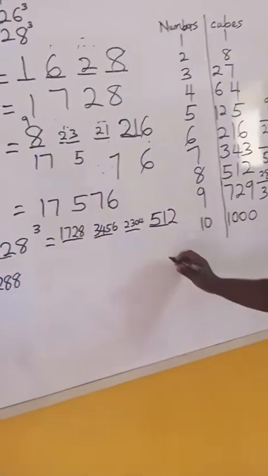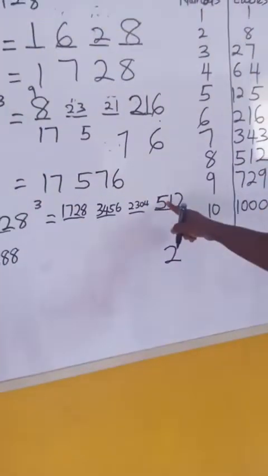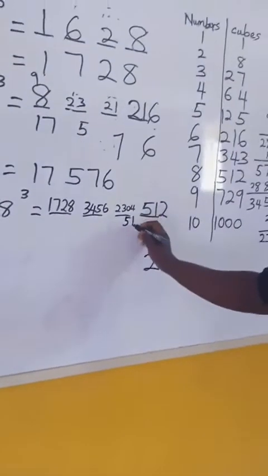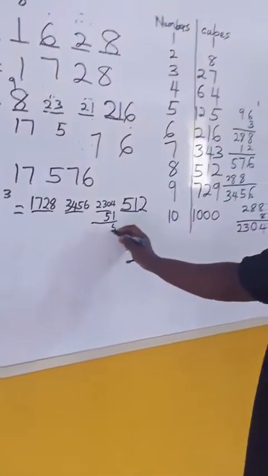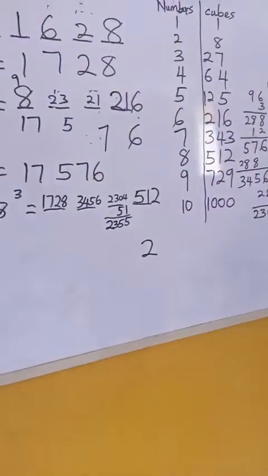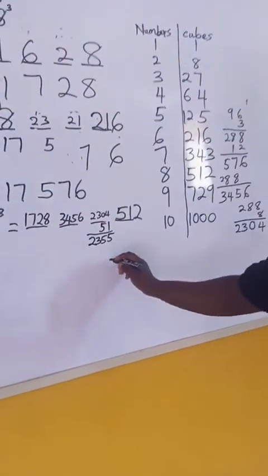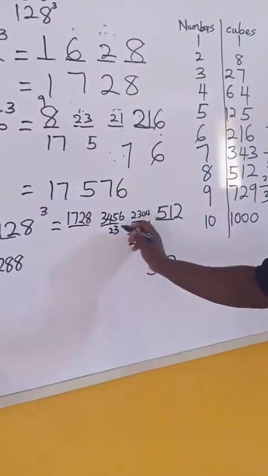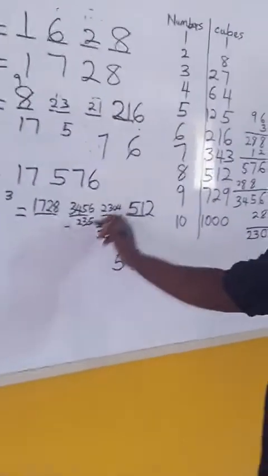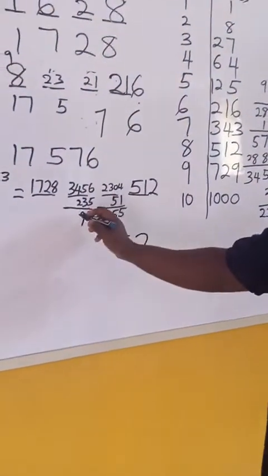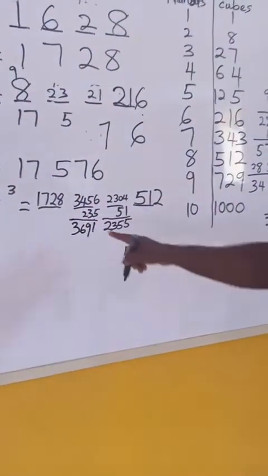We are writing only the last digit here, 2. So let's write the 2 here. Then this 51 now will be added to this 2304 plus 51. This becomes 2355, we are only writing the last digit. Don't forget 5. Then these 235 will be added to this. 5 plus 6, 1. 5 plus 3, 8 plus 1, 9. 4 plus 2, 6. Then 3. We are writing only the last digit.